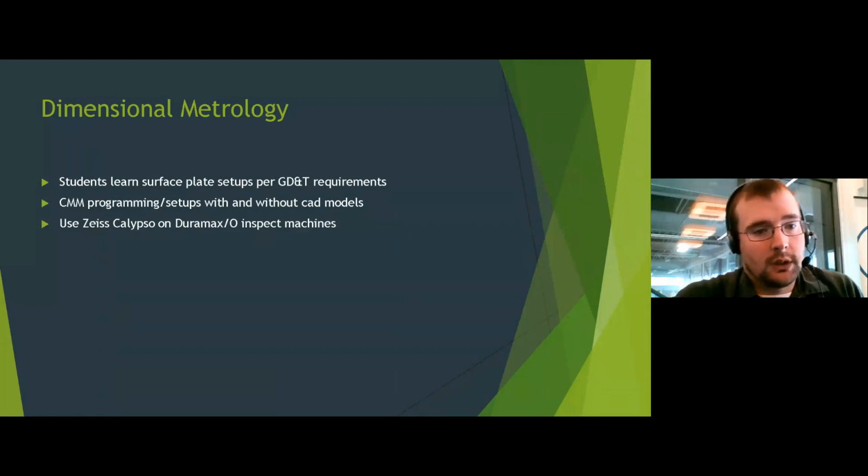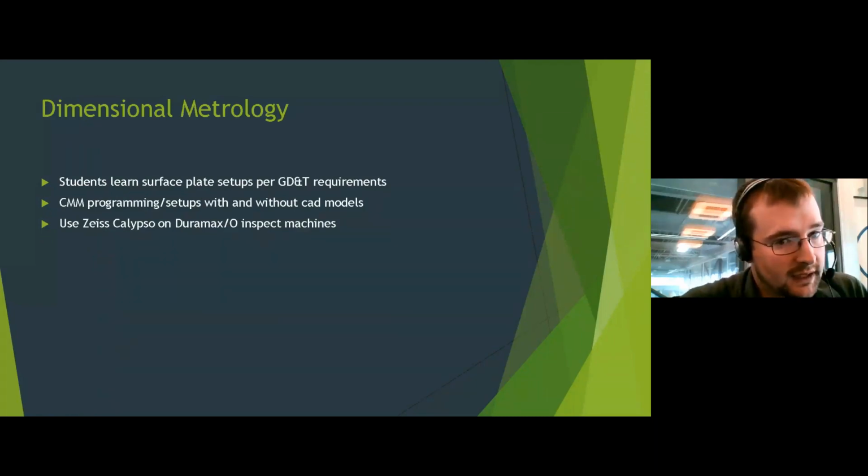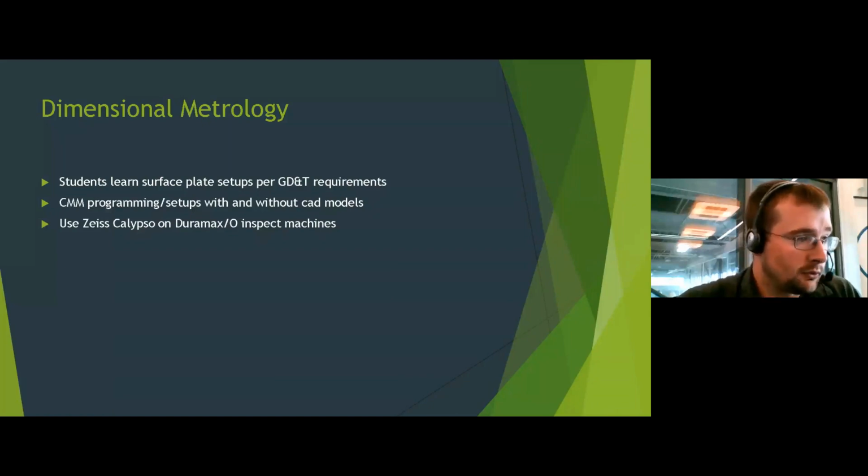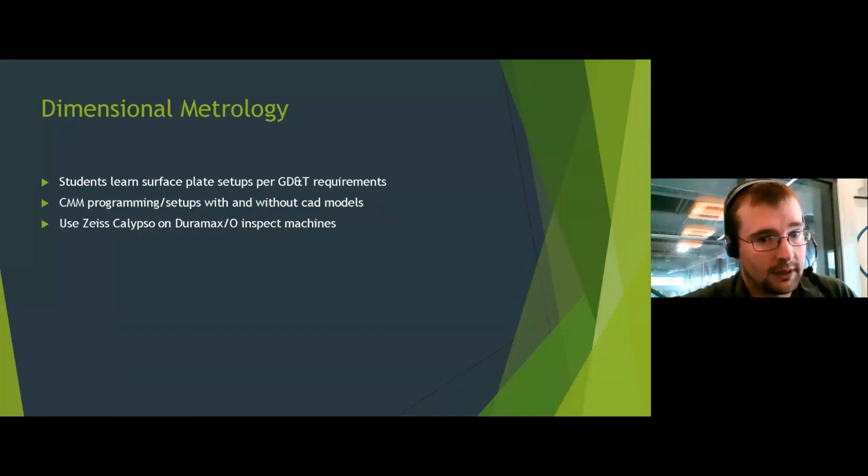In our metrology course, we cover a lot of surface plate setups for GD&T requirements, but that is also covered in lab. We have a course called Advanced Dimensional Metrology, and the focus there is the coordinate measuring machine. So they learn Zeiss Calypso, and again, that's becoming more and more common, even if it were PC-DMIS. CMM programmer is an option out of this degree path, so we really focus on that. That's not to say we don't cover basic inspection and surface plate work in other labs. They get a lot of surface plate time, whether it's geometric control or not.